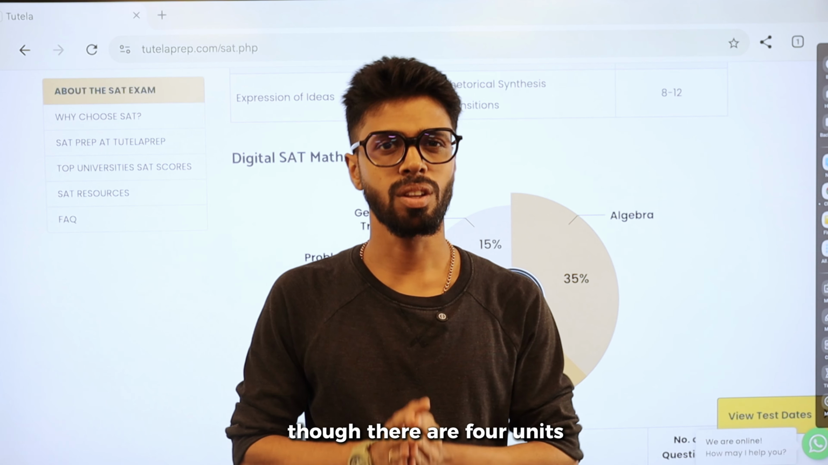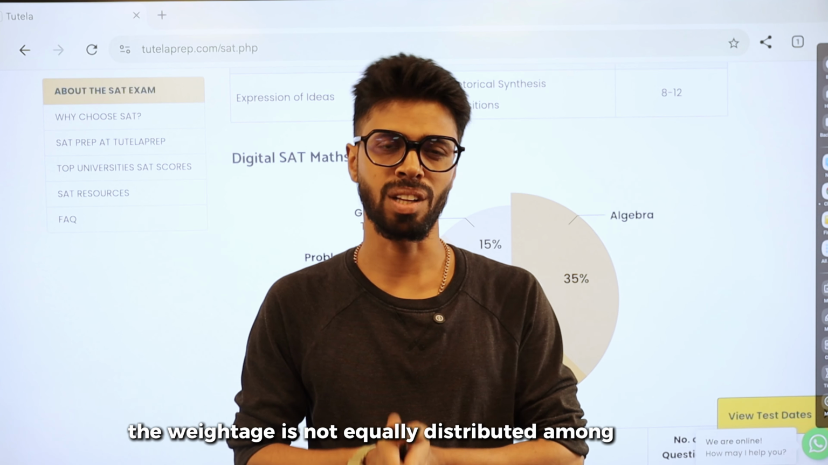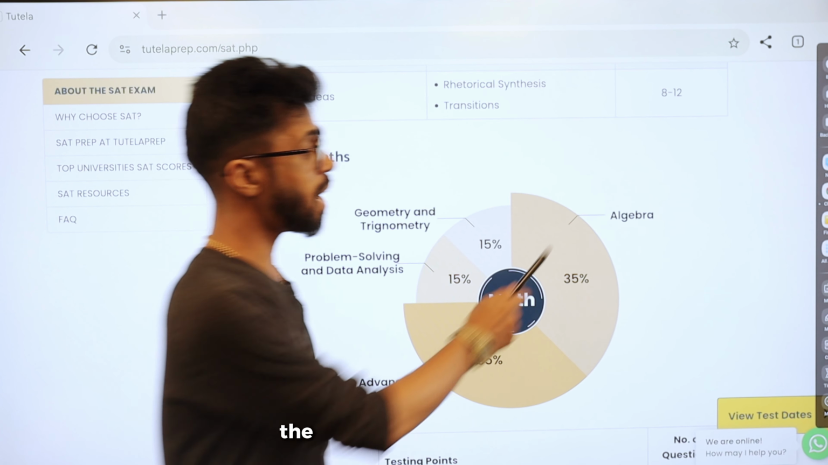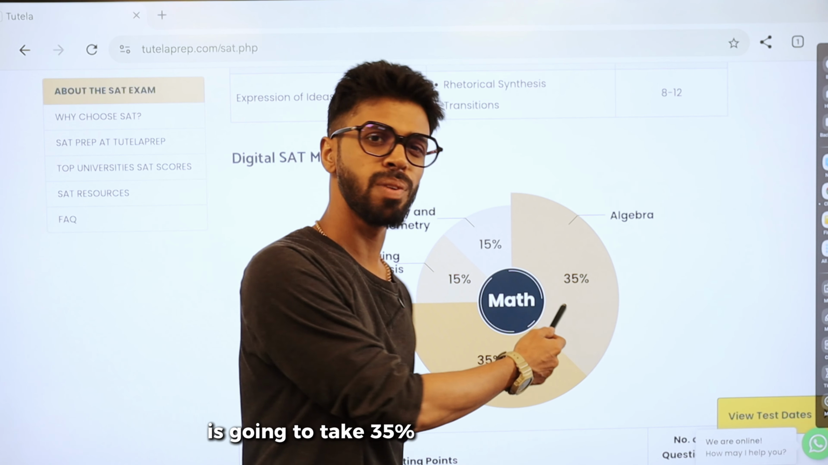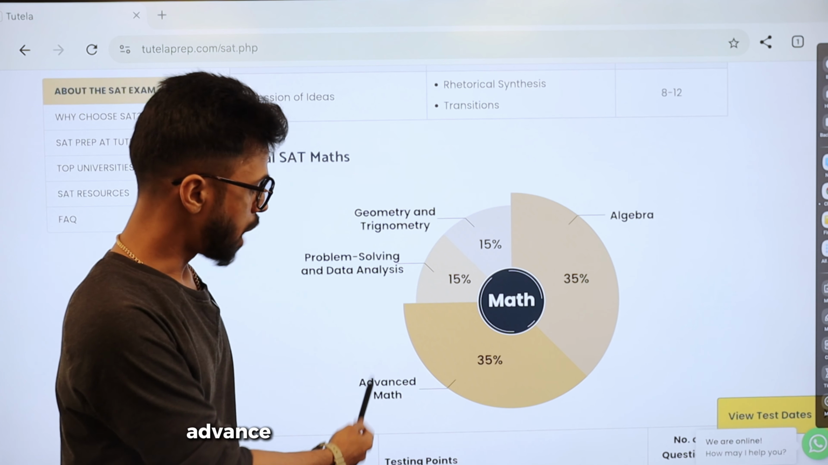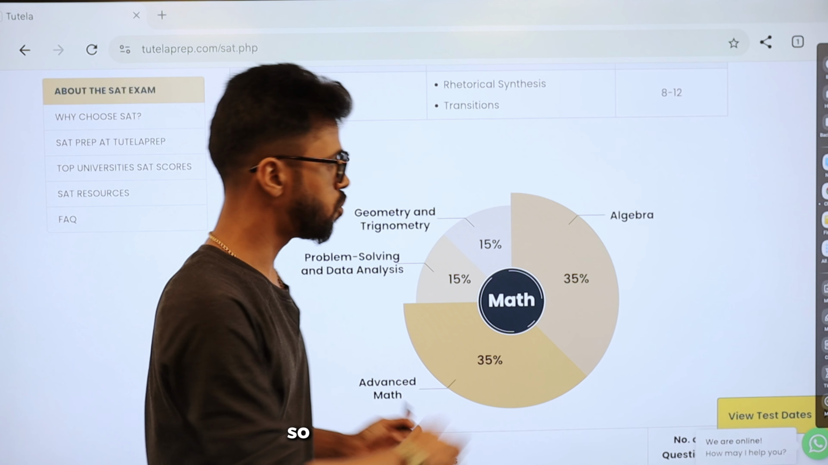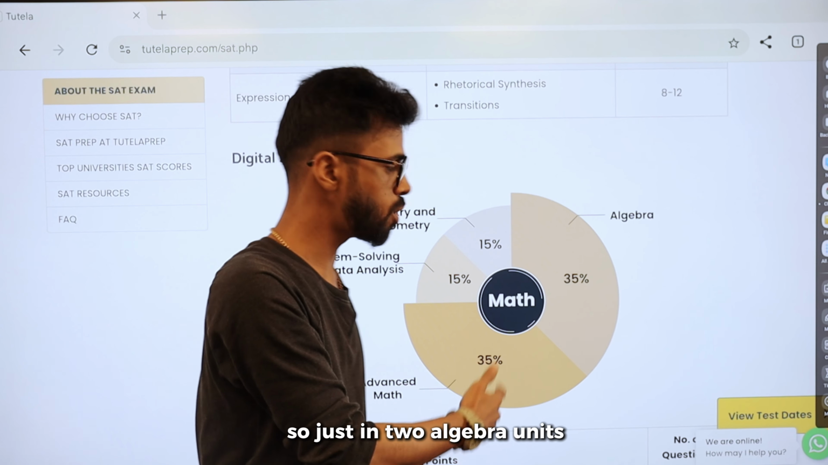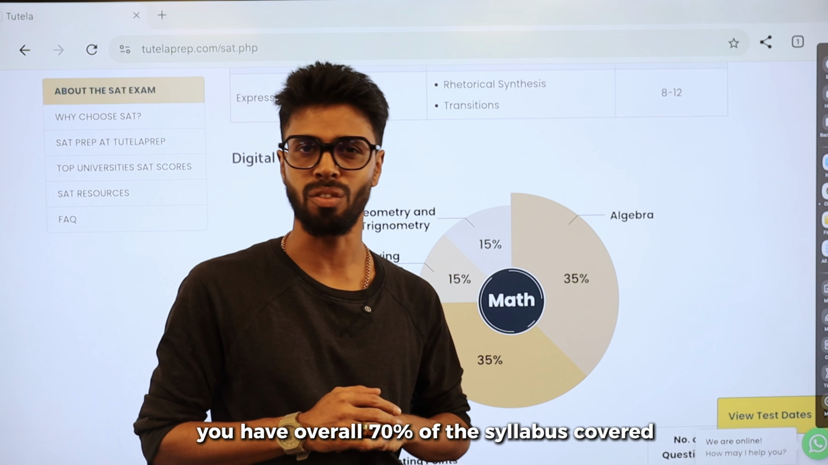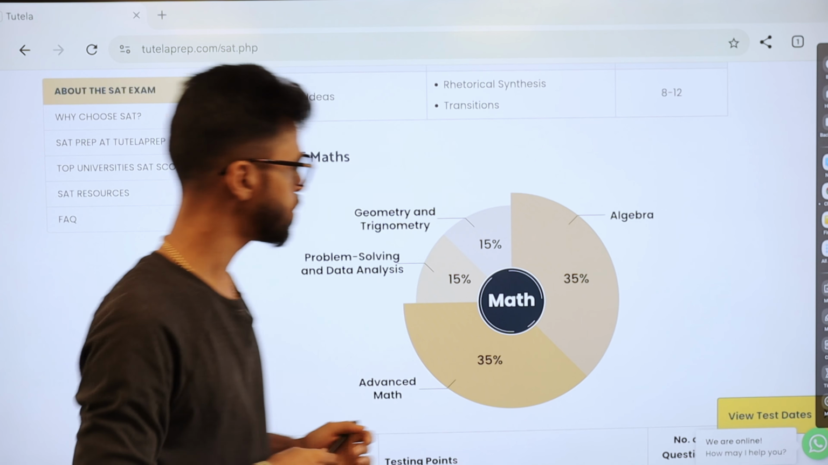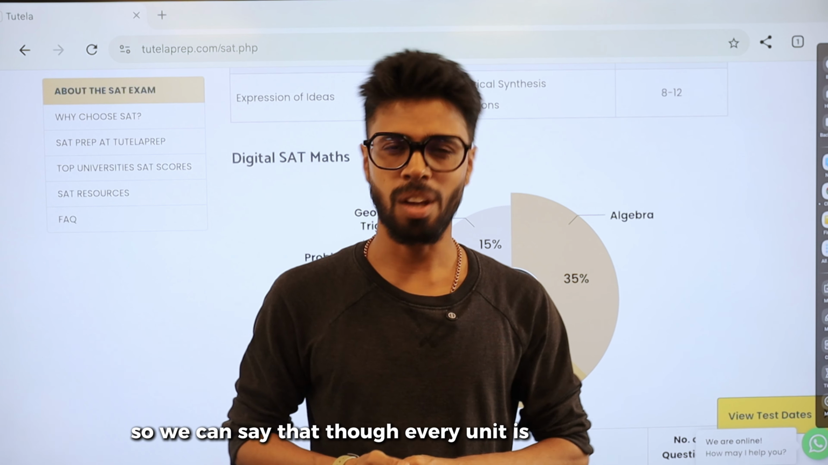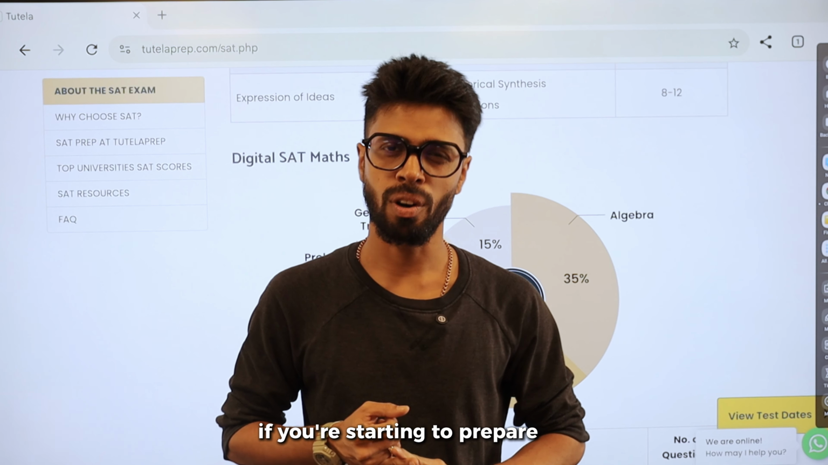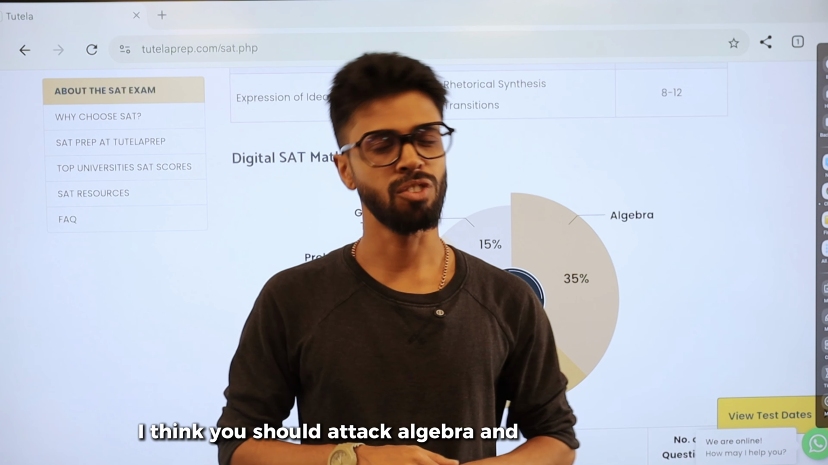Though there are 4 units, the weightage is not equally distributed among these 4. As you can see on the screen, algebra, the linear aspect, which is the easier part of the exam, is going to take 35% of the overall syllabus. Advanced math also carries the same weightage. So just in 2 algebra units, you have overall 70% of the syllabus covered. The rest of the 30% is equally divided between problem solving and data analysis and geometry and trigonometry. So though every unit is important in itself, if you're starting to prepare for it, I think you should attack algebra and advanced math first.